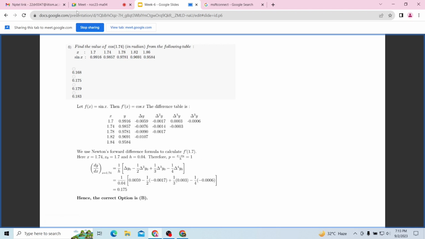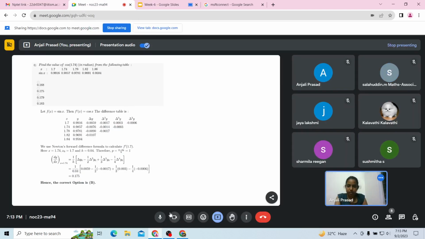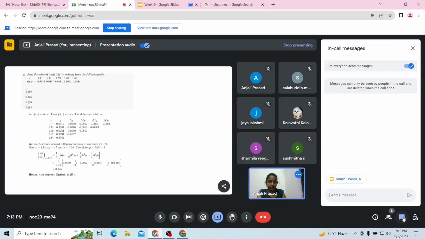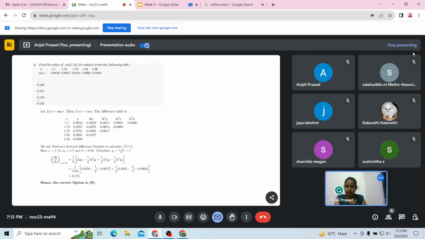So are you all getting dy by dx at x equals 1.74 as 0.175? That means cos of 1.74 is 0.175. Just check your calculations. And if it is clear, then let me know. Then we'll move to the next question.